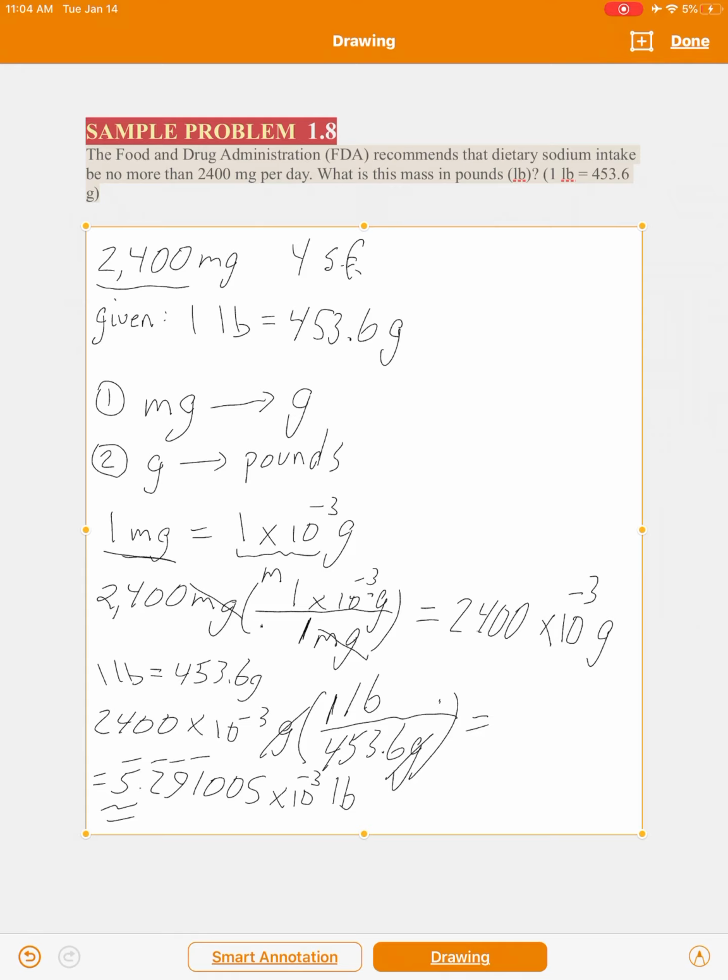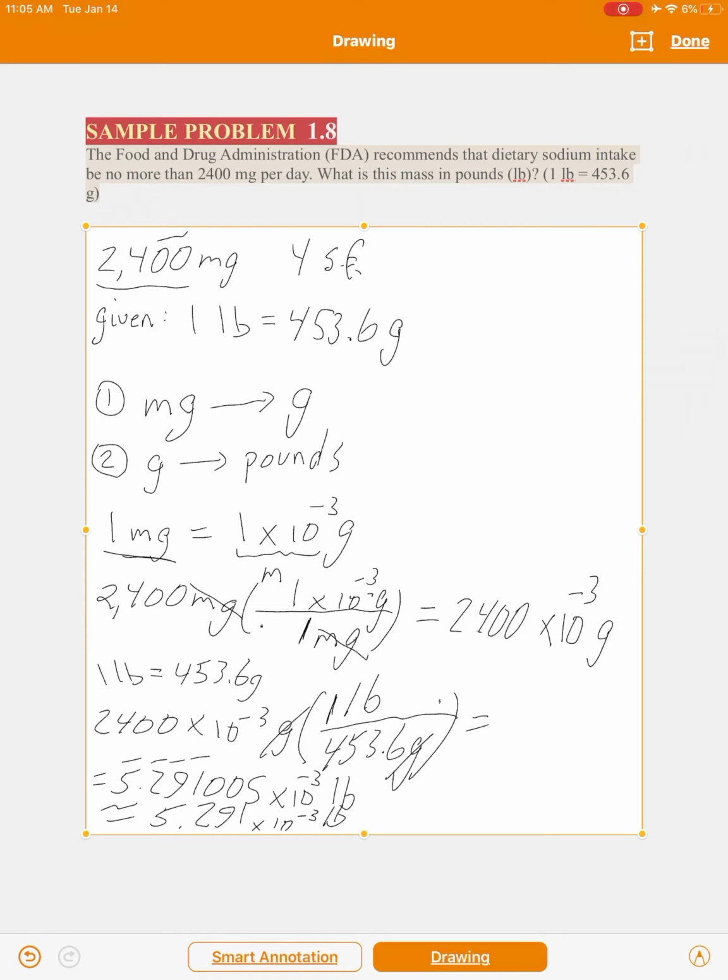The number that comes after the 4th digit, which is a 1, the number after that is a 0. That's certainly less than 5. So we can round this to 5.291 times 10 to the minus 3 pounds. Okay? So 5.291 times 10 to the minus 3 pounds. If you're going to be a stickler and argue, wait a minute, I don't think those zeros count, then we would round it to 2 sig figs, and this would become 5.3 times 10 to the minus 3 pounds.